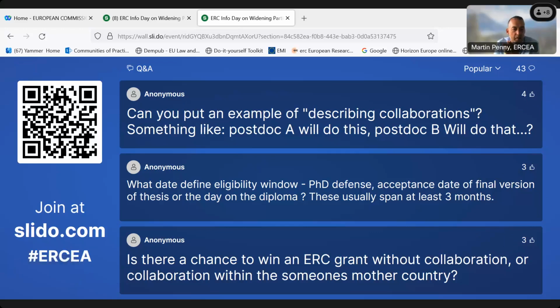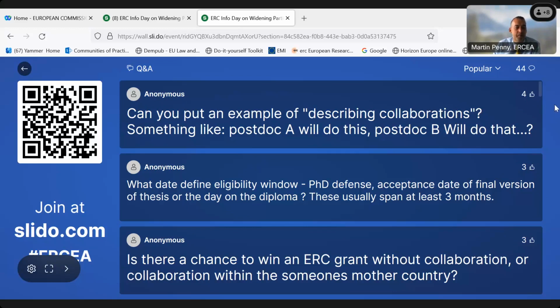Thanks. And maybe there is a follow-up, David, for you on this. Can you give us an example of describing collaborations? Do you mean postdoc A will do this, postdoc B will do this? It's referring to something which Ina mentioned during her presentation, but David, I come to you on that.